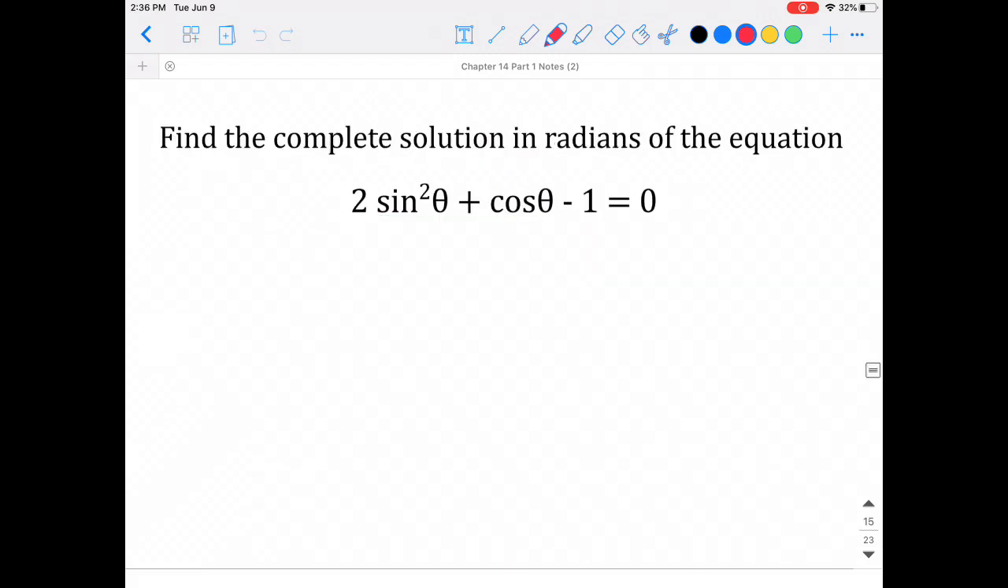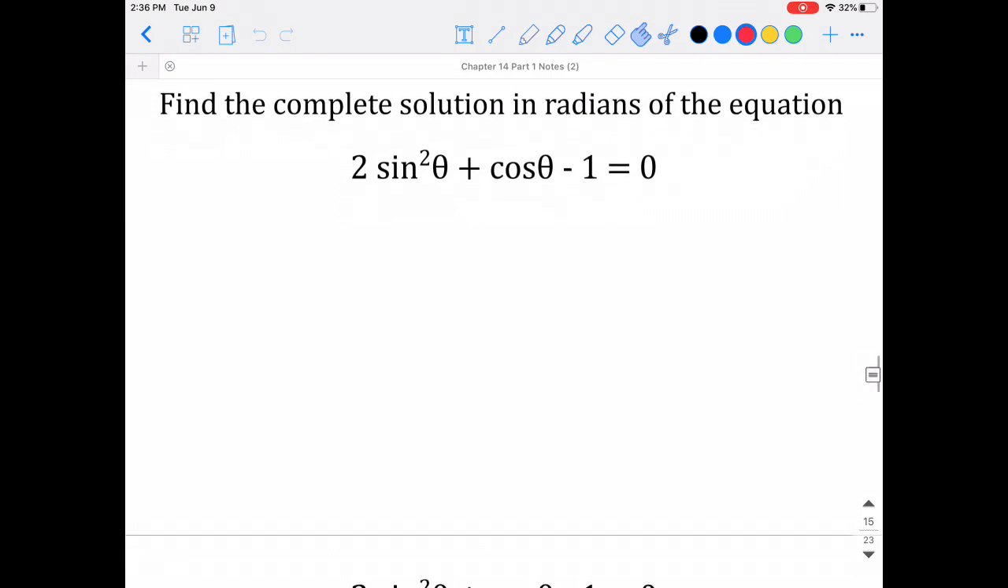Okay, so for this next problem, we have: find the complete solution in radians of the equation 2 sine squared theta plus cosine theta minus 1 equals 0. And there are a few things that we have to notice before we start this problem. First, we're told to find the complete solution. So that means we have to interpret all the values. We're given no restrictions, and there are going to be infinitely many solutions.